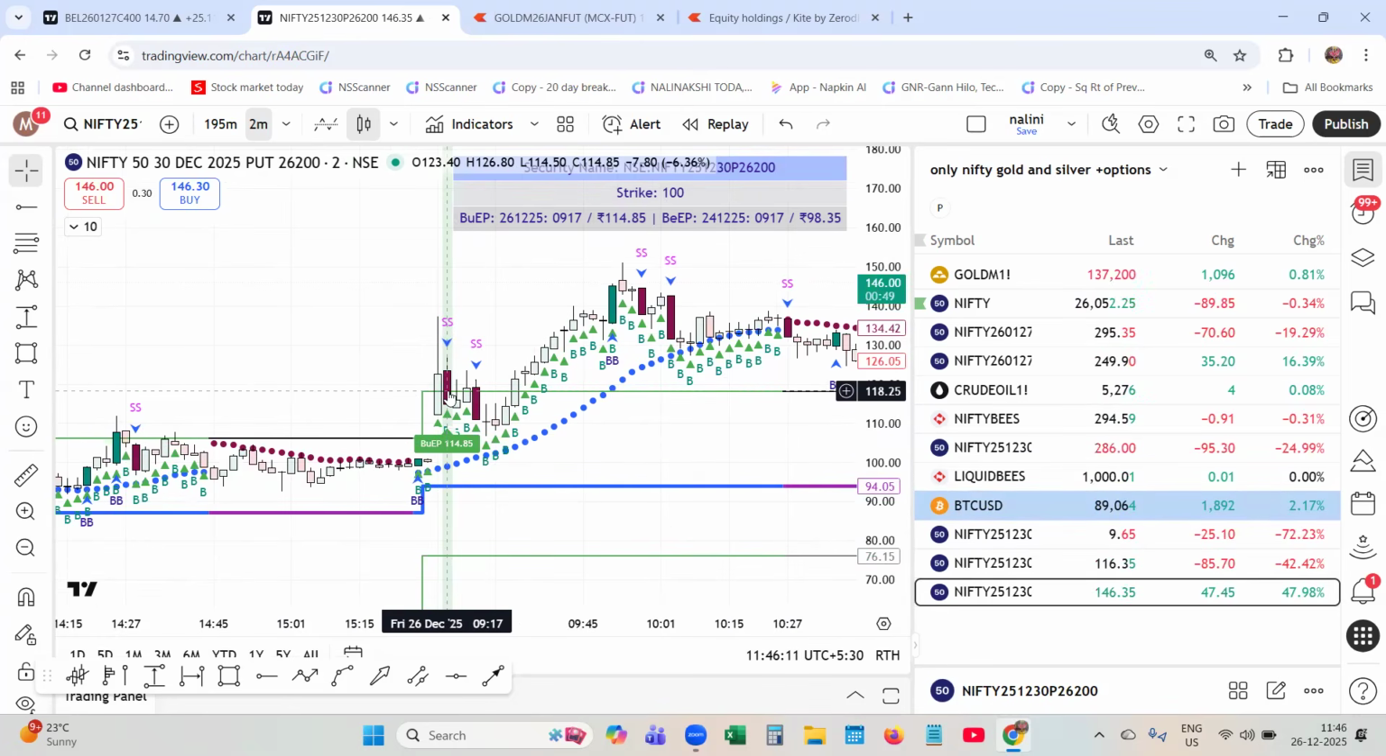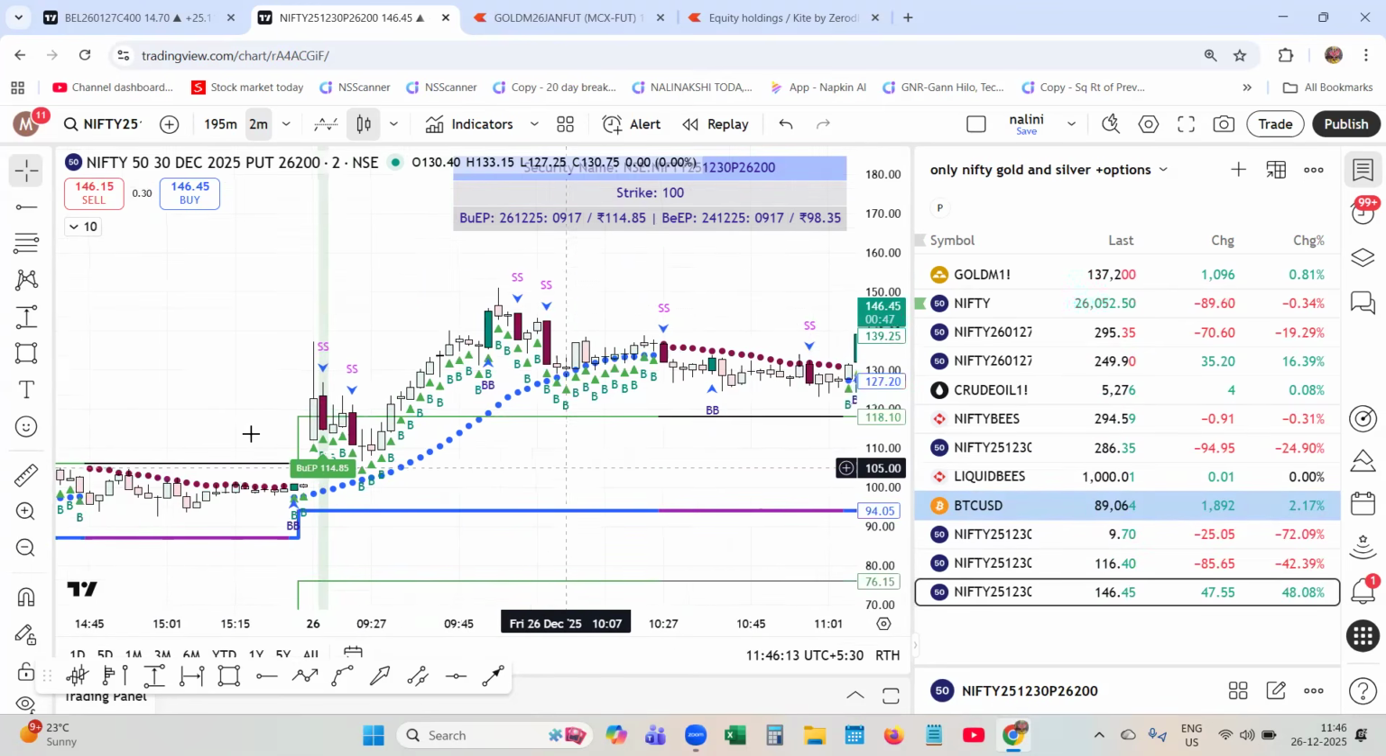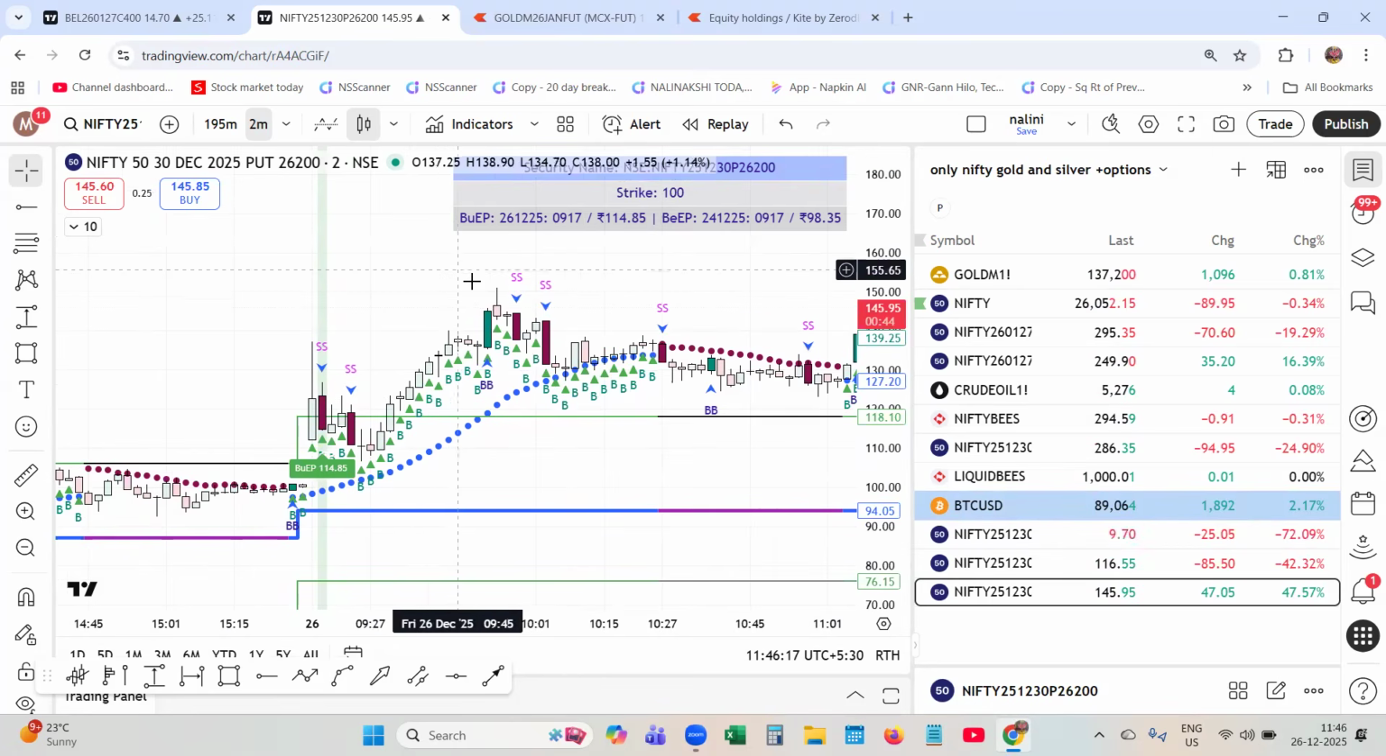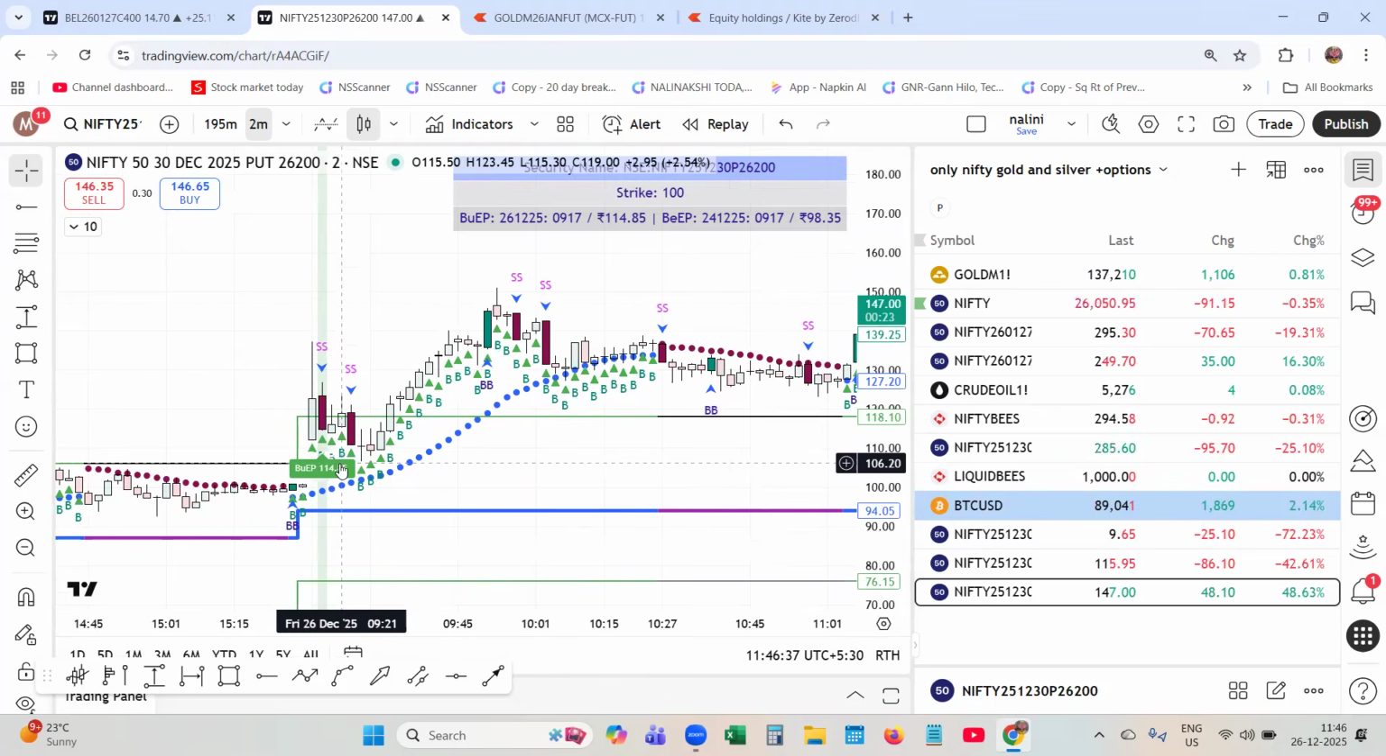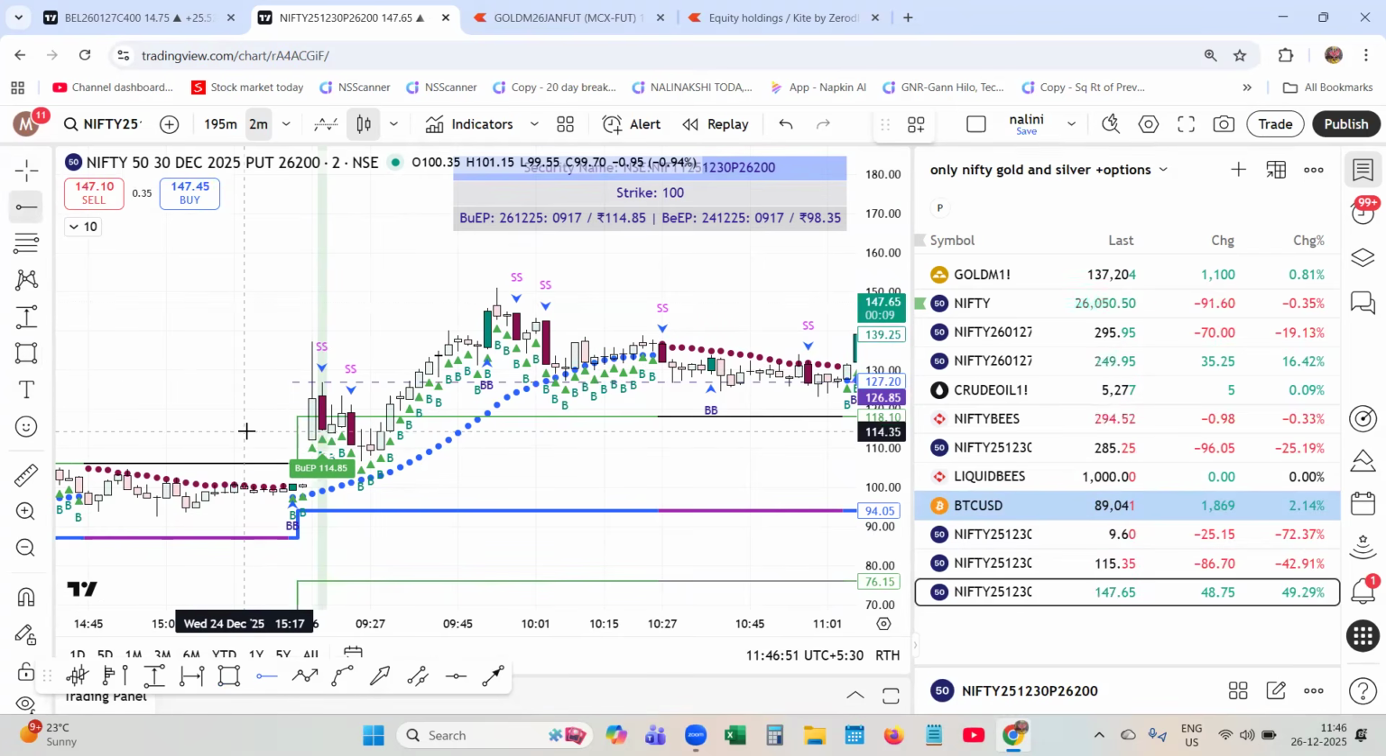And for the episodic pivot, I am on the 2 minutes chart. You can see the episodic pivot has been triggered around 9:17 a.m. Just 2 minutes after that, you are getting a price of 114.85. So the rolling pivot is bullish with the trend here. Then there is no question of going short in the put option; wait for the put option to give a reasonable price to enter into the market.